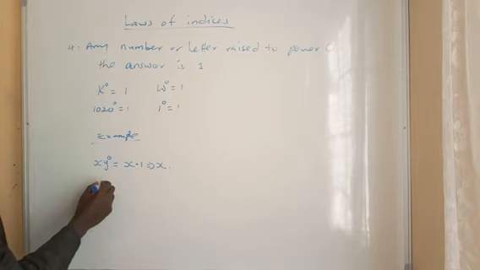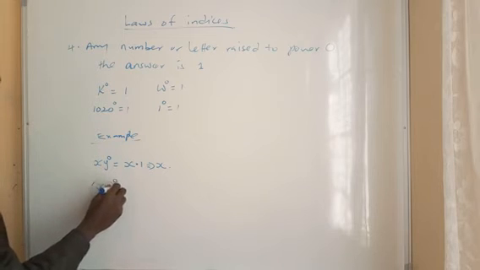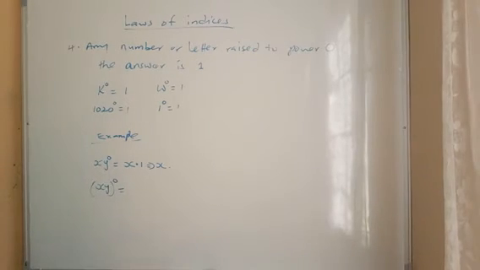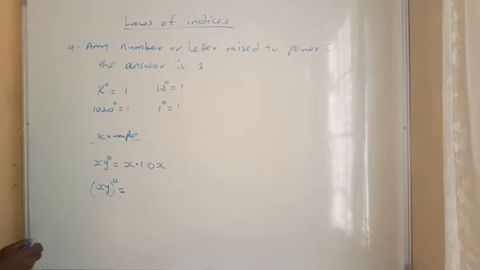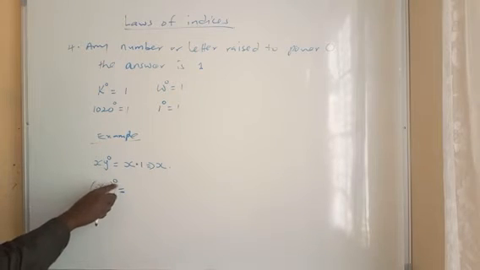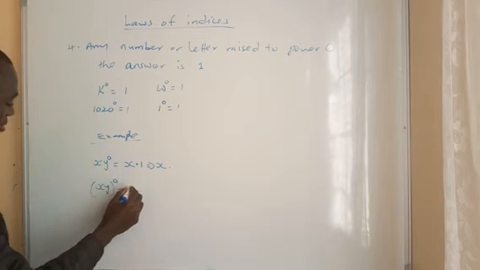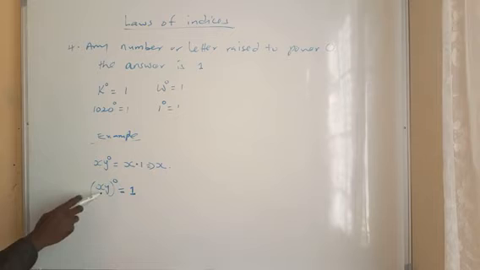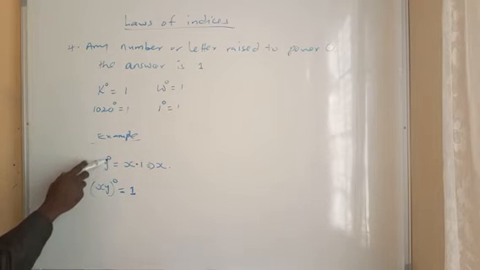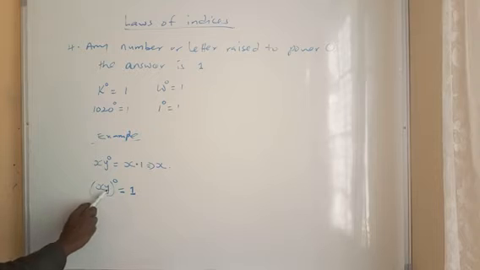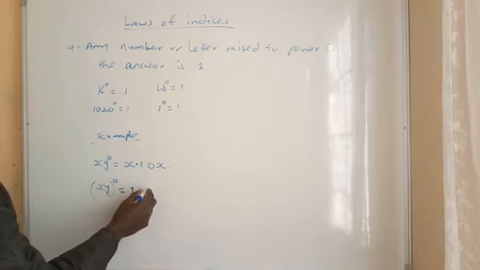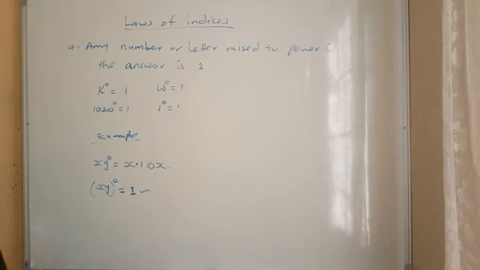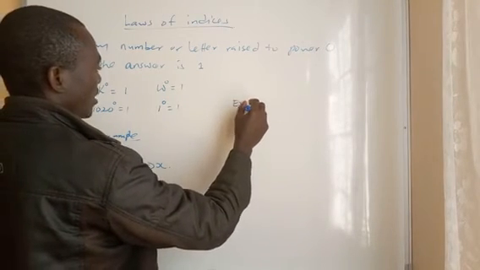Look at this as another example. x power y times x y, raised to power 0. What will be the answer? This means everything in brackets is raised to power 0. So the answer here is 1. I hope the student is able to know the difference between this and this. It's only y that is raised to power 0. In this case, what is inside the brackets is raised to power 0. So according to this law of indices, the answer is 1.